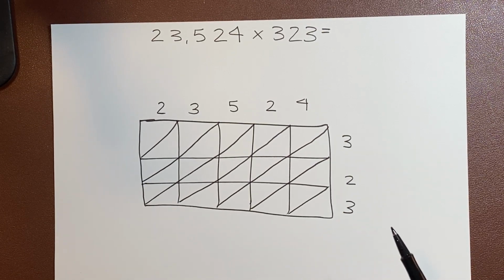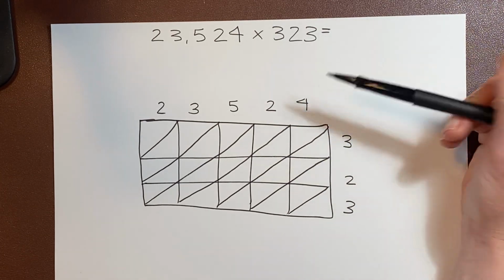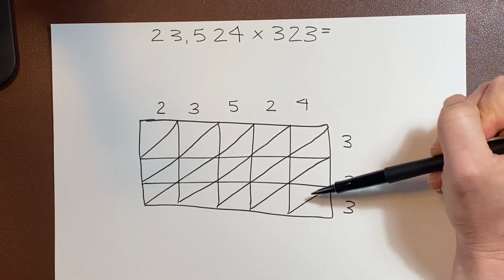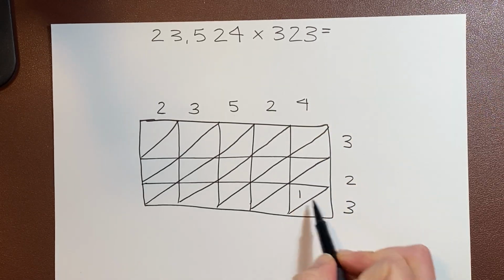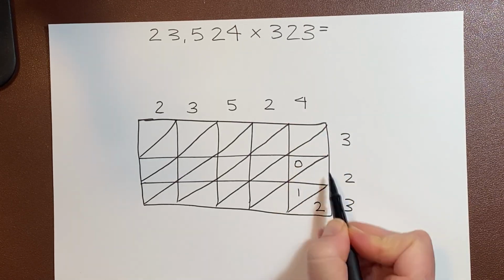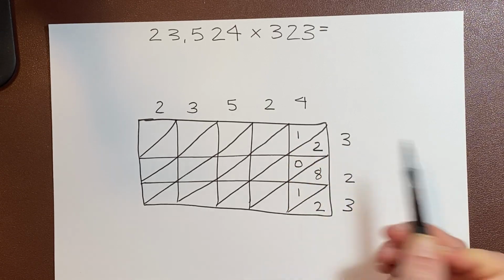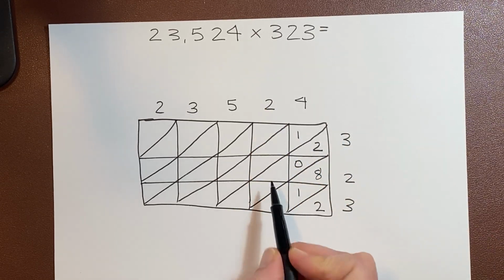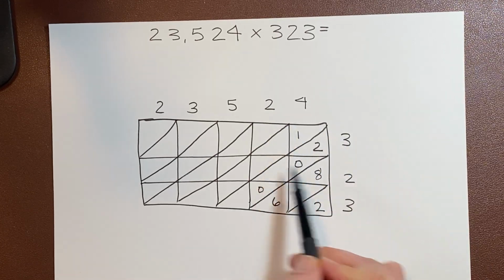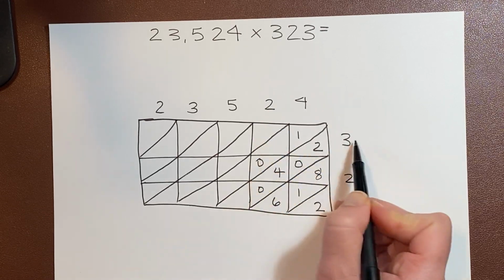So now, pardon me, you're going to start multiplying. So you'll start with your units and your units. So 4 times 3 is 12. 4 times 2 is 8. And do the 0. 4 times 3 is 12. Then you go over. 2 times 3 is 6. And you can see this is a lot like checkerboard. 2 times 2 is 4. 2 times 3 is 6.